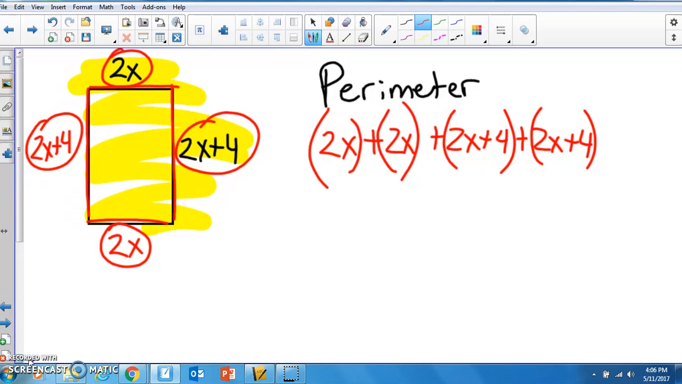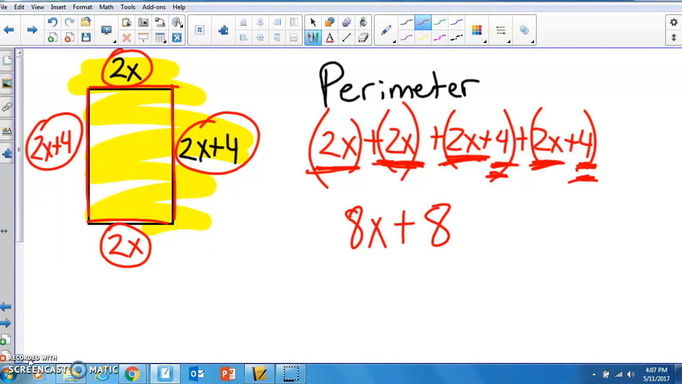Now to find the perimeter, all we're going to do is go through and combine our like terms. So all the terms that have an x, we will combine those. Anything else that just has a regular number, which is called a constant, we can add those together. So I'm going to take my x values, the 2x, 2x, 2x, and 2x, and add them. So 2x and 2x is 4x, plus another 2x is 6x, and another 2x gives you 8x. So I'm going to now take the 4 and the 4. 4 plus 4 is 8, so that gives me 8x plus 8.